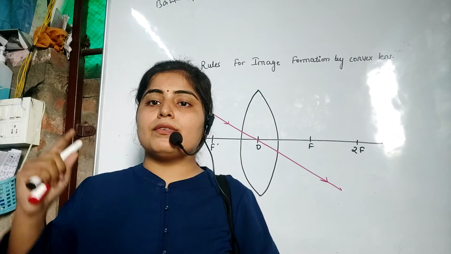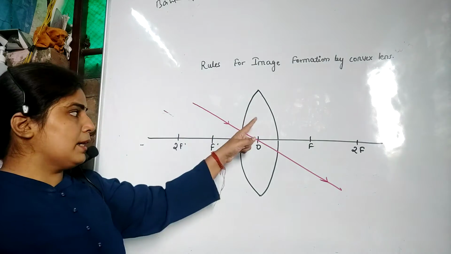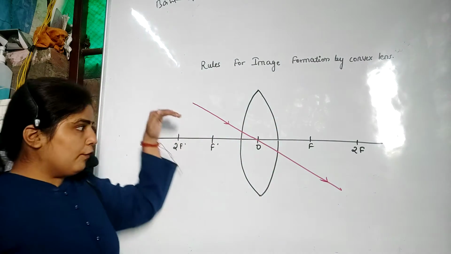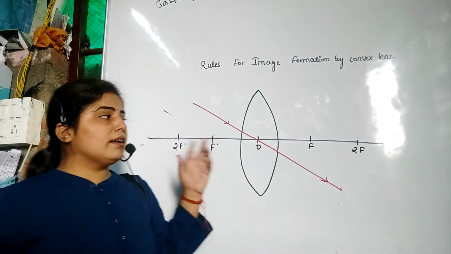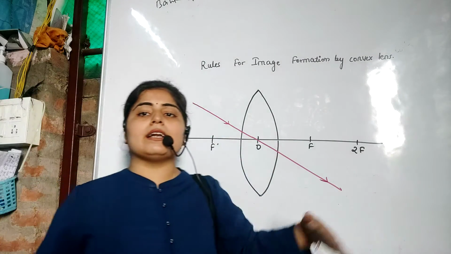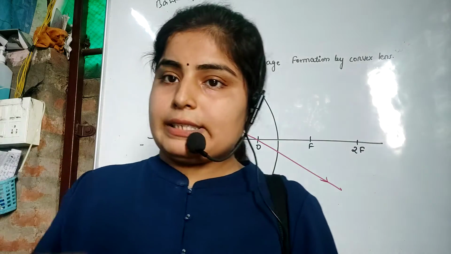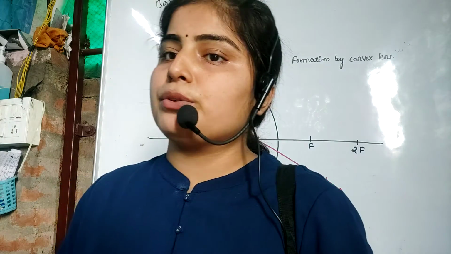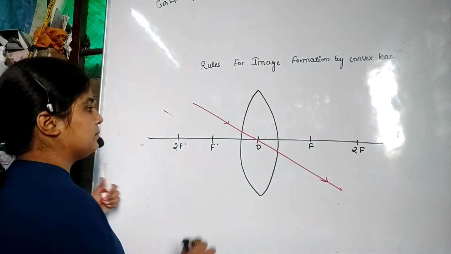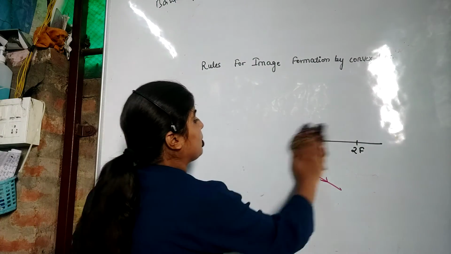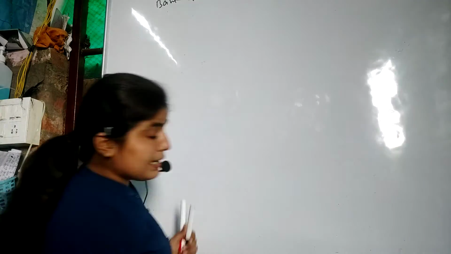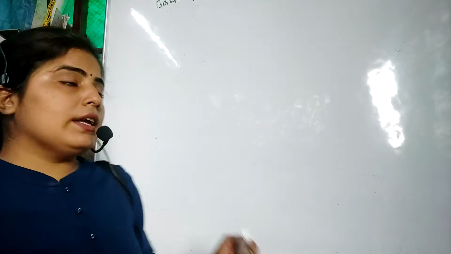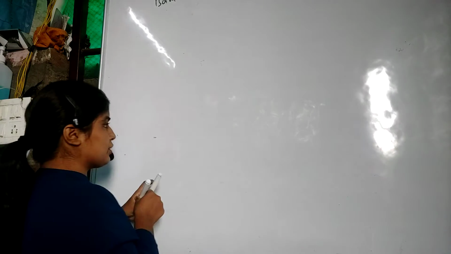Three rules are there. A ray of light which is parallel to the principal axis passes through the focus. A ray of light which is passing through the focus becomes parallel after refraction. And a ray of light which is passing through the optical center will be undeviated and go along a straight line after refraction through the convex lens. Now we will place the object at different positions and we will get different kinds of images by the convex lens. Okay, so we can place the object at different positions.